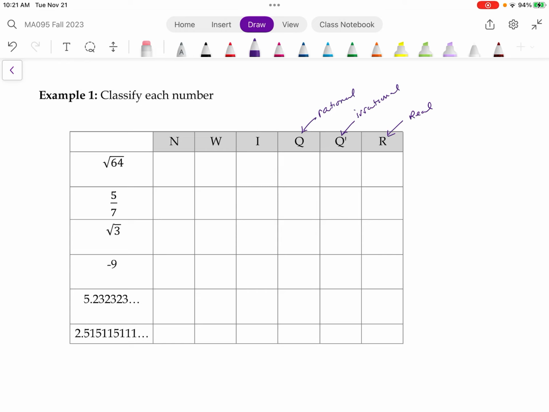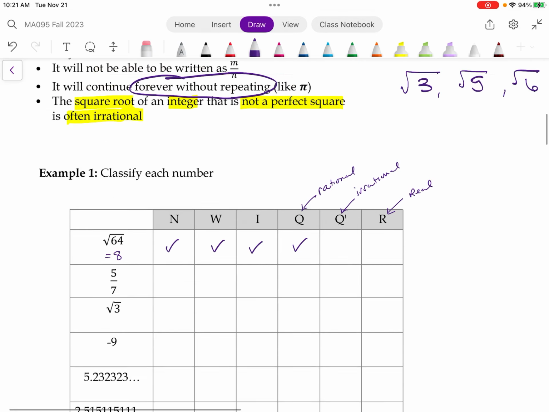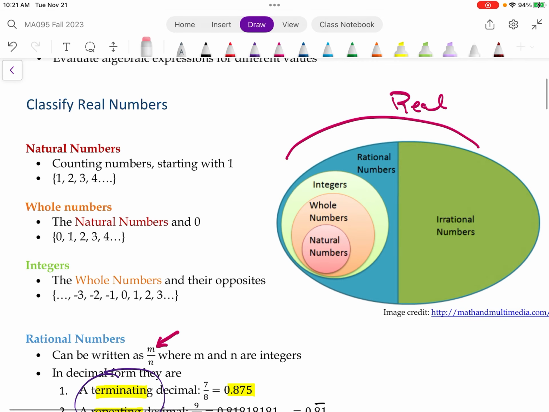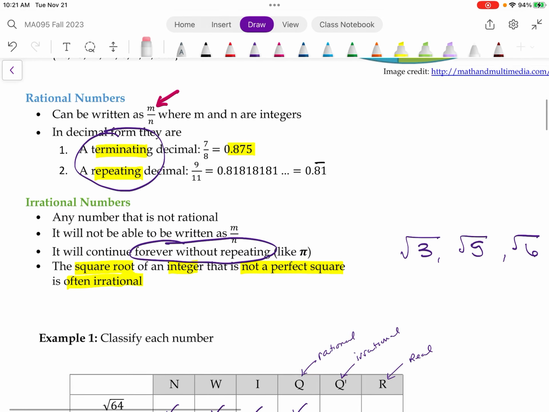All right, hopefully you took a moment to pause the video and try this. So square root of 64 is just 8, right? It's a perfect square. So that's a natural number, that's a whole number, that's an integer, and it's also rational. So remember, if it is natural, then it's also whole, it's also an integer, it's also a rational number. And that's where this Venn diagram hopefully helps you a little bit.